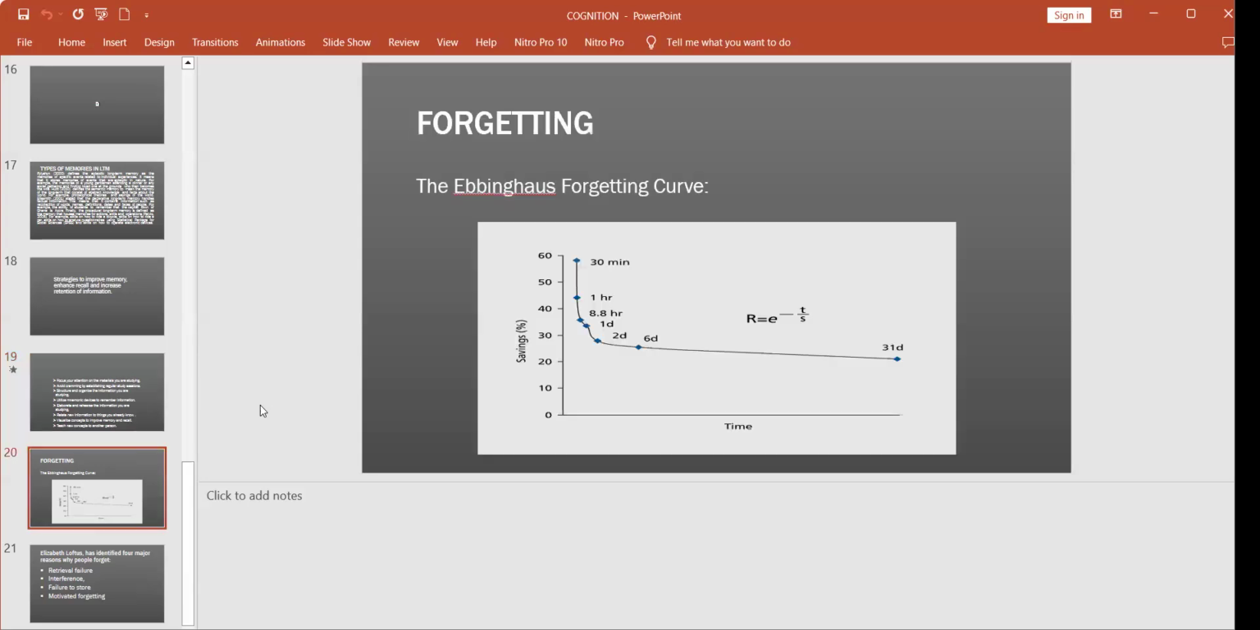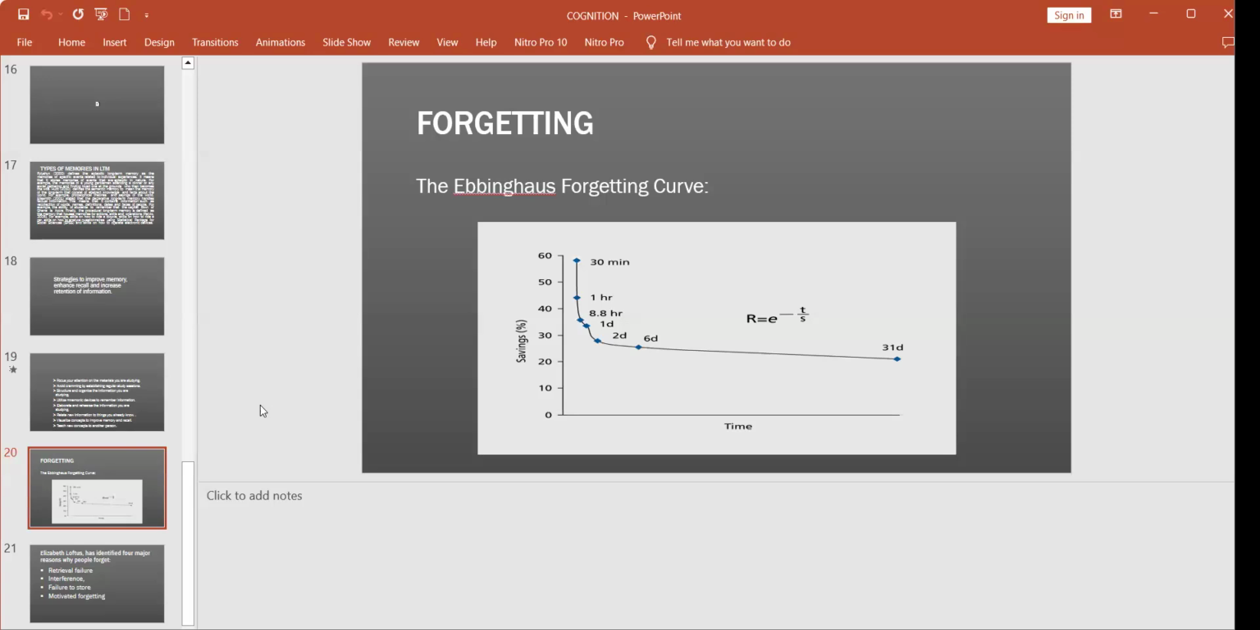So now we come to the last part of our cognition, forgetting. It's very useful for you as teachers, so if you know why your students forget, you can actually take measures to stop it happening. Train them in some strategies to keep information longer. Because of that, we are going to discuss forgetting in a very small way.